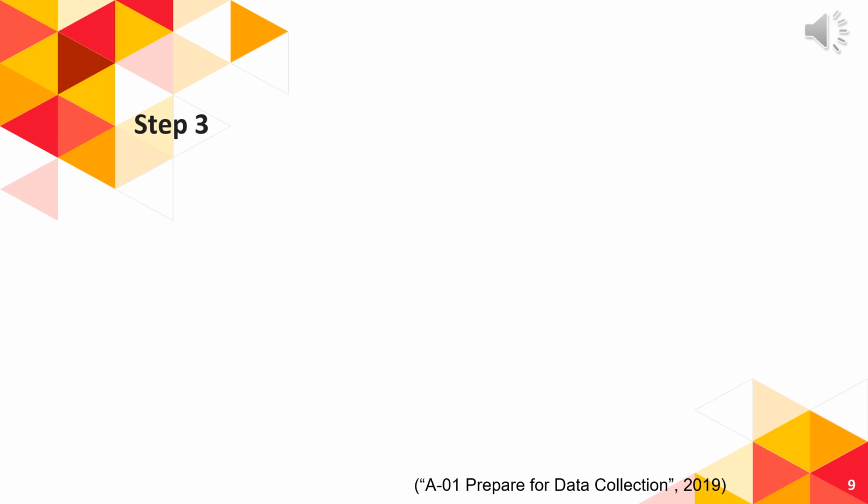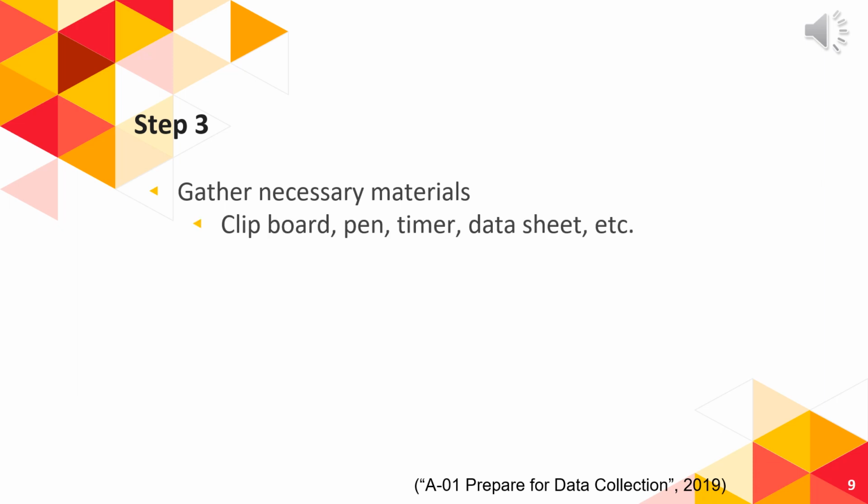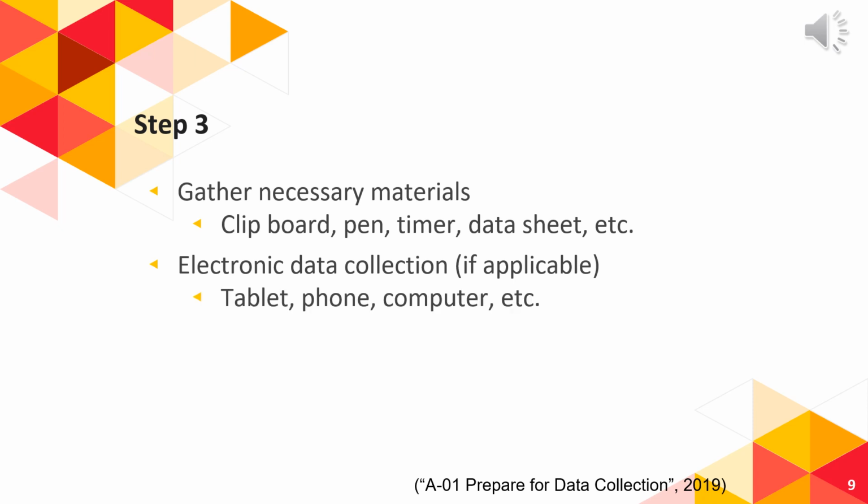Step 3. Once you've identified what data collection method you will be using, you should gather all necessary materials. This could include a clipboard, pen, timer, datasheet, etc. if you're using paper data. Or, if applicable, you may be using electronic data. So you may need a tablet, phone, computer, or whatever electronic method you're using, as well as the application.